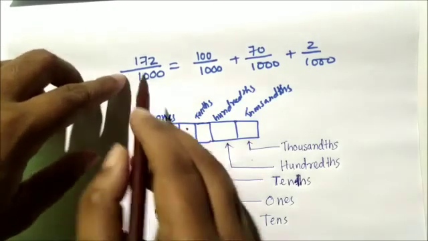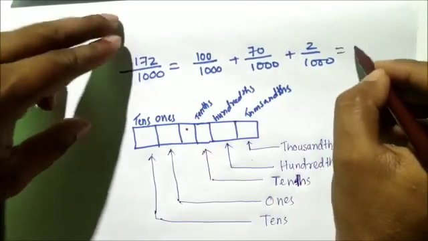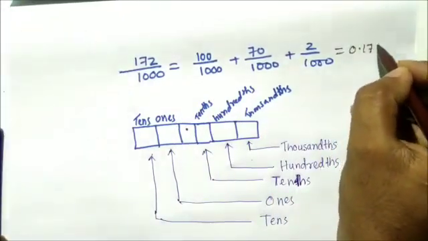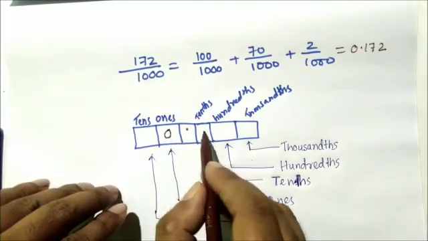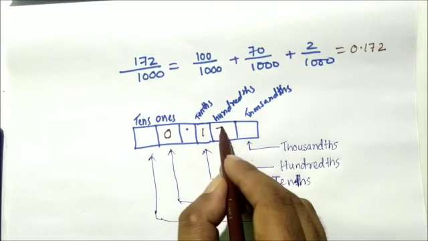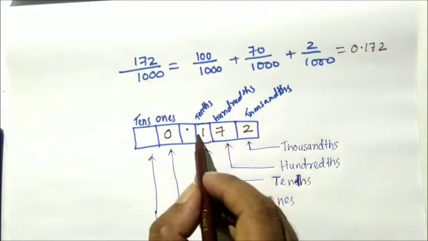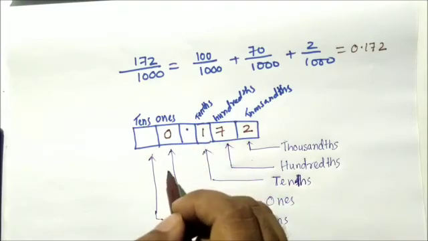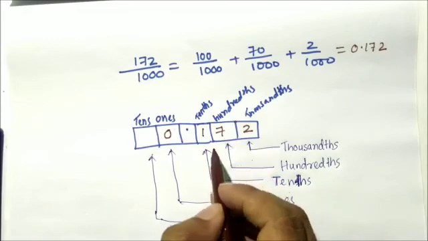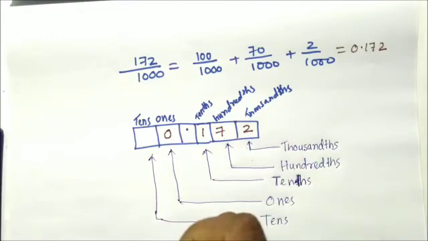Okay, now we will put this 172. Yes, it is, of course, 0.172, right? So this is 0.172, correct? So in the tenths place, what digit is here? 1. And in the hundredths place, what digit is here? 7. And in the thousandths place, what digit is here? 2. Correct?